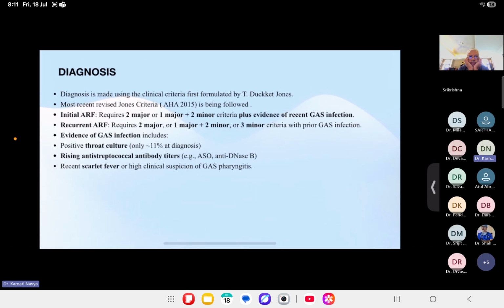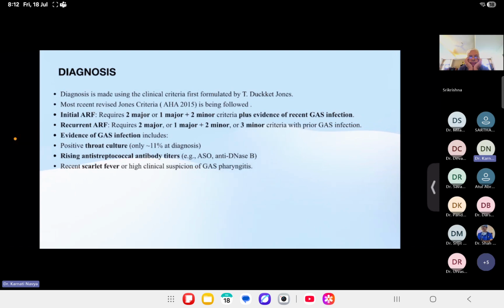The diagnosis is mainly based on the clinical criteria, which were first formulated by T. Duckett Jones, and the most recent revised Jones criteria, according to the American Heart Association 2015, are being followed. In case of initial acute rheumatic fever, it requires two major criteria or one major plus two minor criteria, with evidence of recent GAS infection. Whereas recurrent acute rheumatic fever requires two major, or one major plus two minor, or three minor criteria with prior GAS infection.